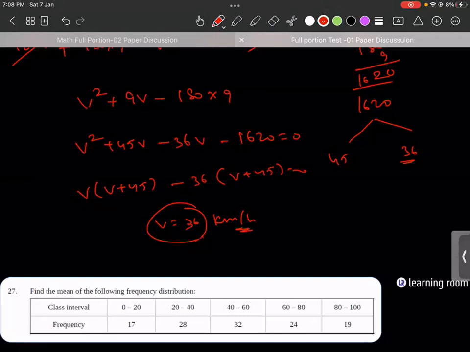If you don't get it, at least use the formula and then proceed. The quadratic formula. Okay, sir. Because there was no time, so I just left the equation like that. Okay.